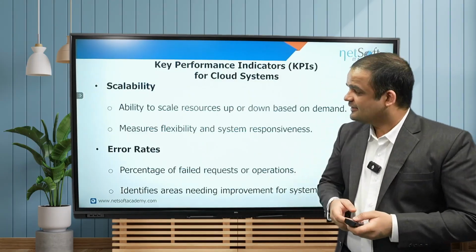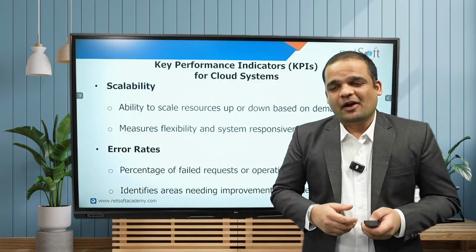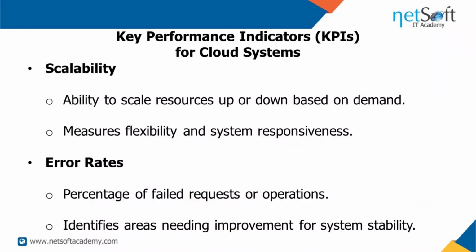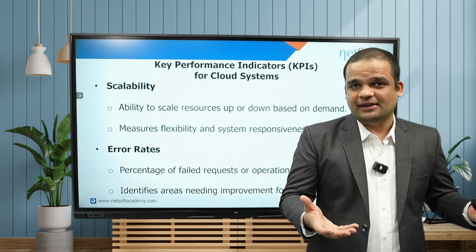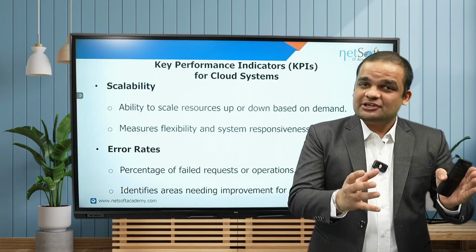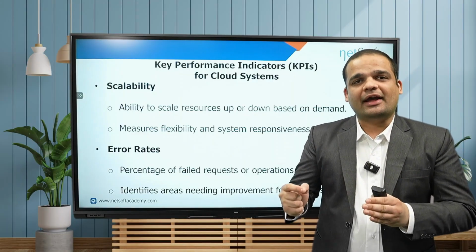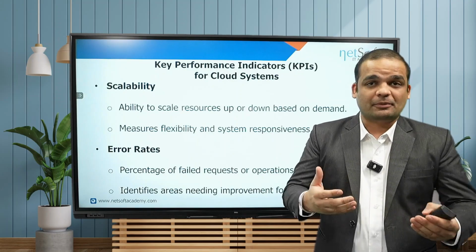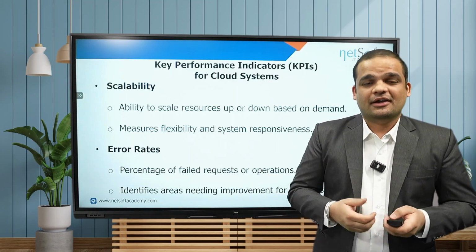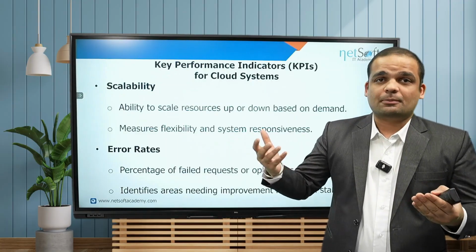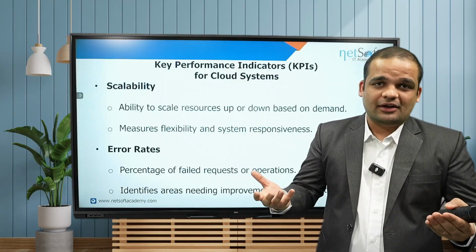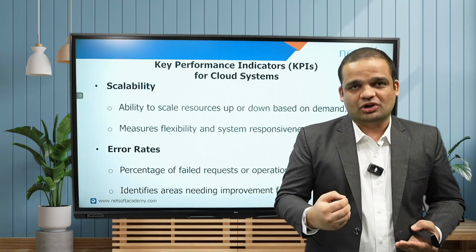The next one is error rates. Well, error rates represent the percentage of failed requests or operations within a system. A higher error rate indicates issues that need to be addressed to maintain system stability and reliability. Now, monitoring error rates helps identify and resolve performance bottlenecks, optimizing cloud application performance. So, if the error rates are high, then maybe the cloud platform is not meeting the KPIs, right? So, with error rates, you can also measure the performance.